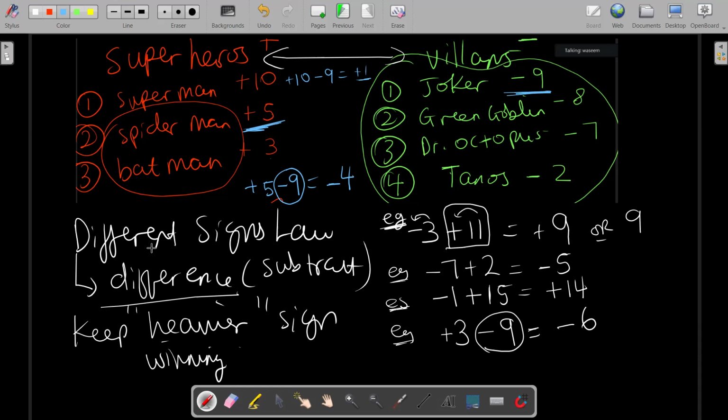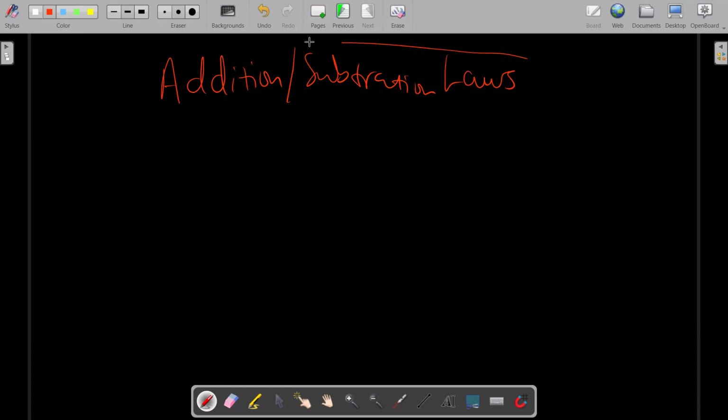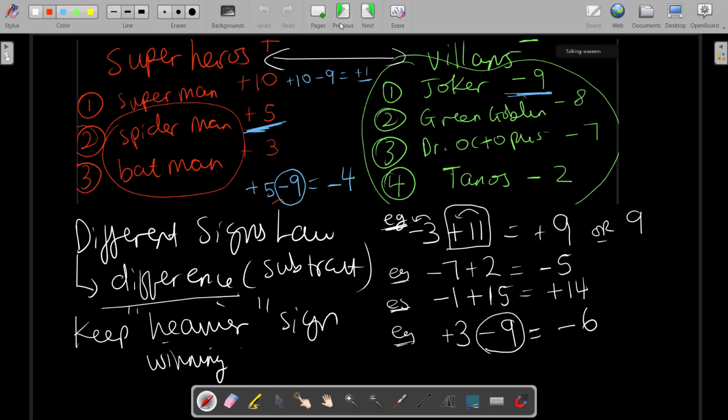So that's why it's important, students. Different signs law, you find the difference and keep the heavier side, the winning side, right? Nice. That's some of these two laws here now, right? Addition slash subtraction laws, right? And in algebra, you have plenty of laws to learn. Once you understand the laws, you need to apply them to questions. So these same simple laws, you can just apply them to solve the equations later along the road. If you don't understand these laws, you can't solve the equations, right?